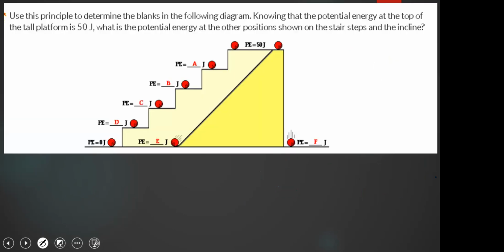Let's have more examples. Look at this one here. I want now to determine the potential energy for each case, A, B, C, D, E, and F, knowing that the potential energy at the top of the platform is 50, and at the lowest point here is 0. Now imagine the distance here is 1 meter, 2, 3, 4, and 5.